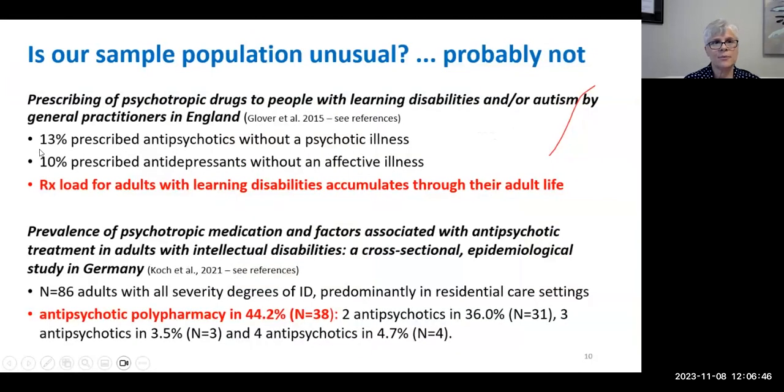So I wondered if our sample population was unusual, and I don't think it is, because there's a lot of literature. Here's just a couple of examples of the types of problems that people with developmental disabilities experience in terms of prescription medications. And there's more references at the end of the presentation if you would like to read further about that. Next slide.